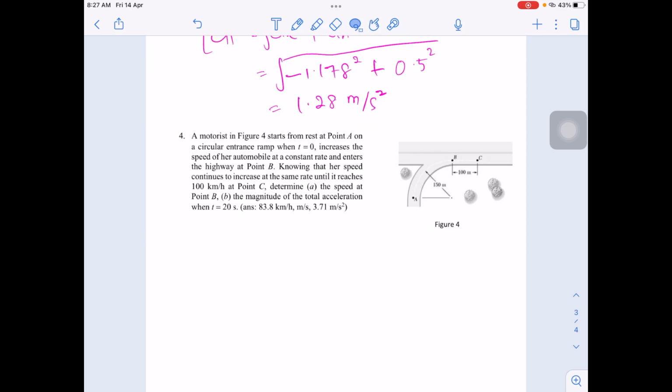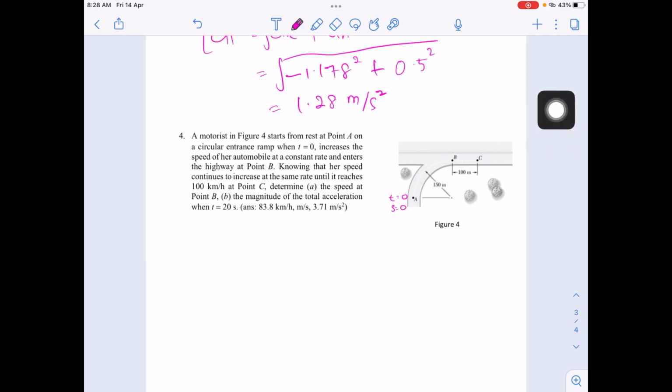You start from zero lah. Biasanya kita tak start from zero. You start from zero at T0. Increase the speed of her automobile at a constant rate and enters the highway at point B. Okay. So this is T0, so T is equals to 0 at point A. Right. And then S is also 0. So point B is the highway. This is point B.